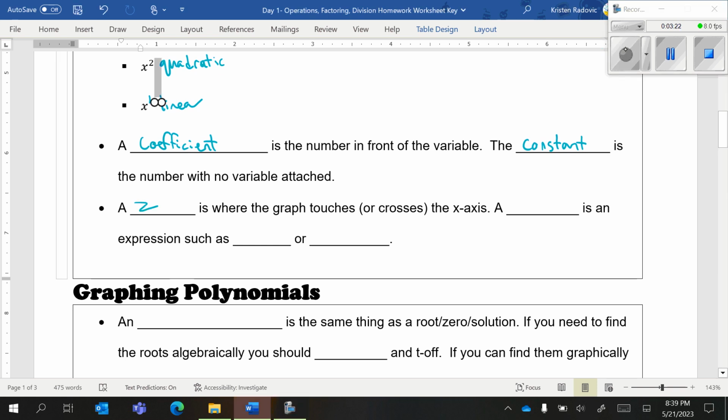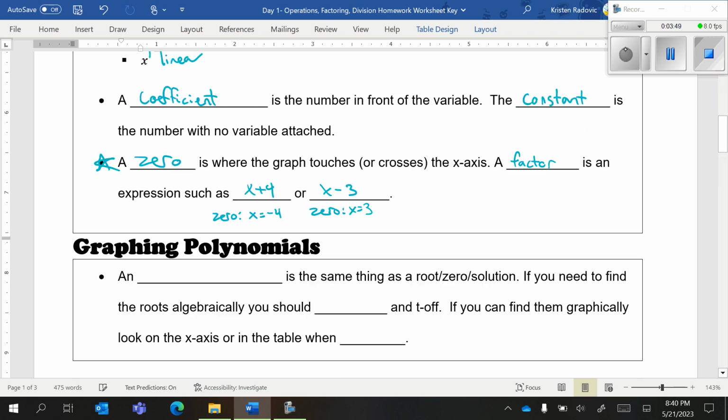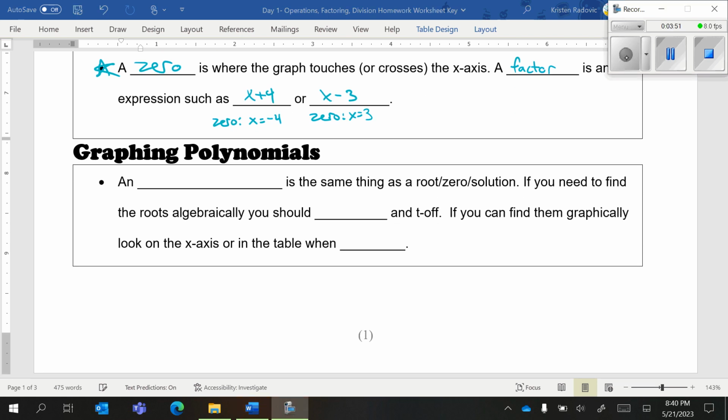Now, a 0 is where the graph touches or crosses your x-axis. You need to know that for tomorrow. Now, something is a factor if it's an expression such as x plus 4 or x minus 3. Those are factors for which the 0 where you cross the x-axis is the opposite value. So if your factor is x minus 3, your 0 is positive 3. An x-intercept is the same thing as a root, a 0, or a solution.